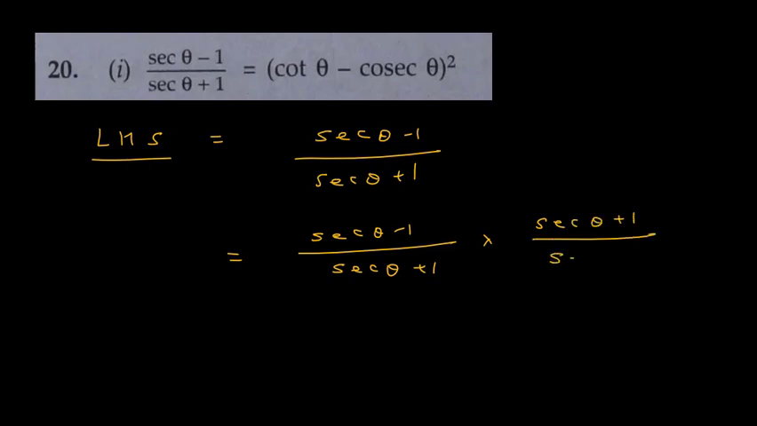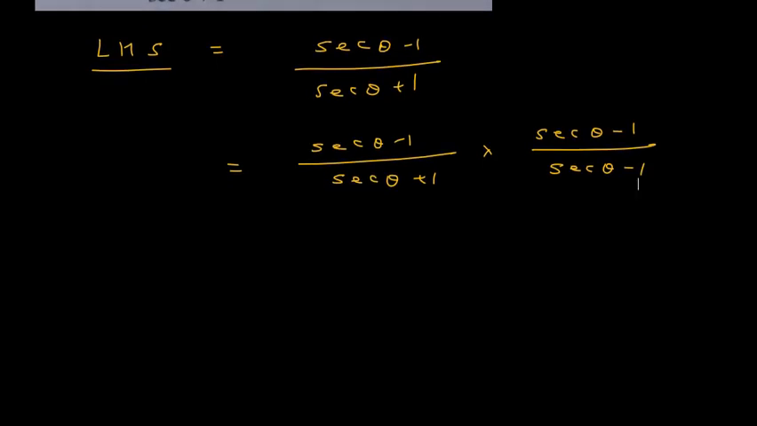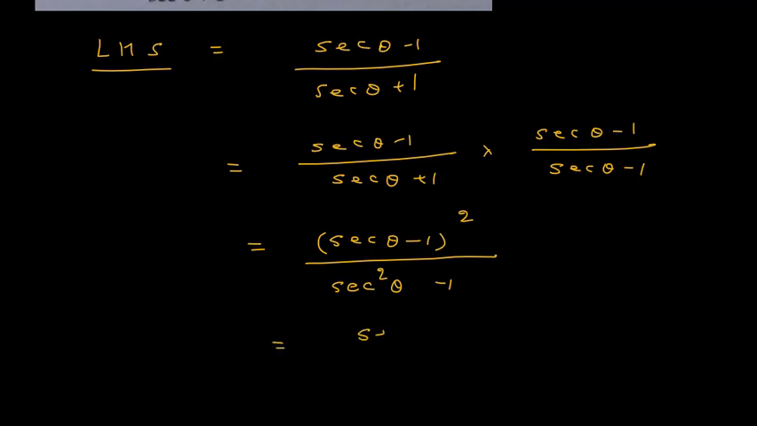Sec theta into sec theta minus 1, sorry, we are rationalizing the denominator. So it is sec theta minus 1 times sec theta minus 1. Your numerator will become sec theta minus 1 the whole square, and the denominator will become sec square theta minus 1. So sec square theta minus 1 is tan square theta. Here we have a square sign, and here we have a square sign.